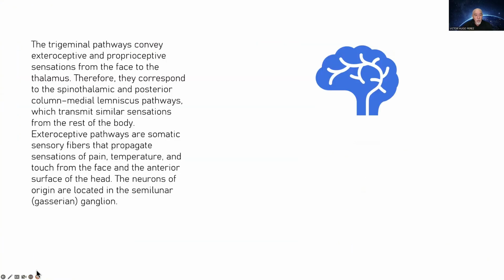The trigeminal pathways convey exteroceptive and proprioceptive sensations from the face to the thalamus. Therefore, they correspond to the spinothalamic and posterior column medial lemniscus pathways, which transmit similar sensations from the rest of the body. Exteroceptive pathways are somatic sensory fibers that propagate sensations of pain, temperature, and touch from the face and the anterior surface of the head. The neurons of origin are located in the semilunar Gasserian ganglion.